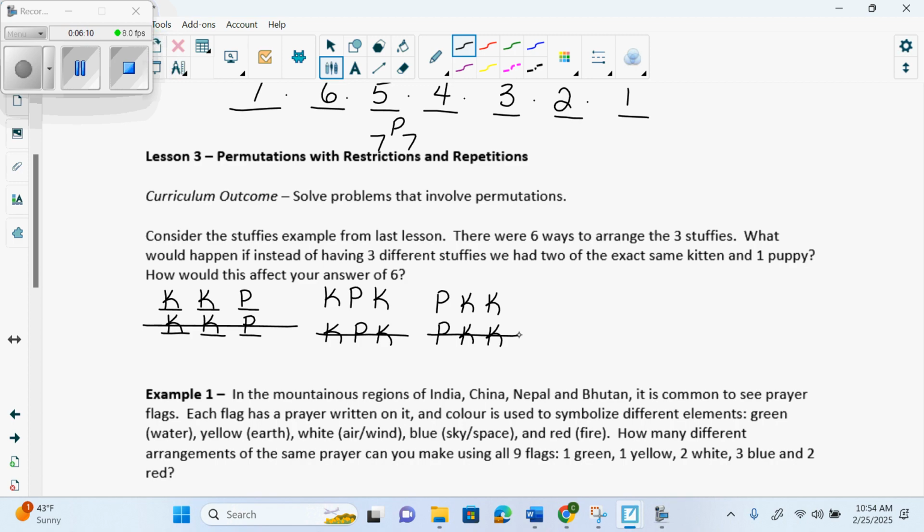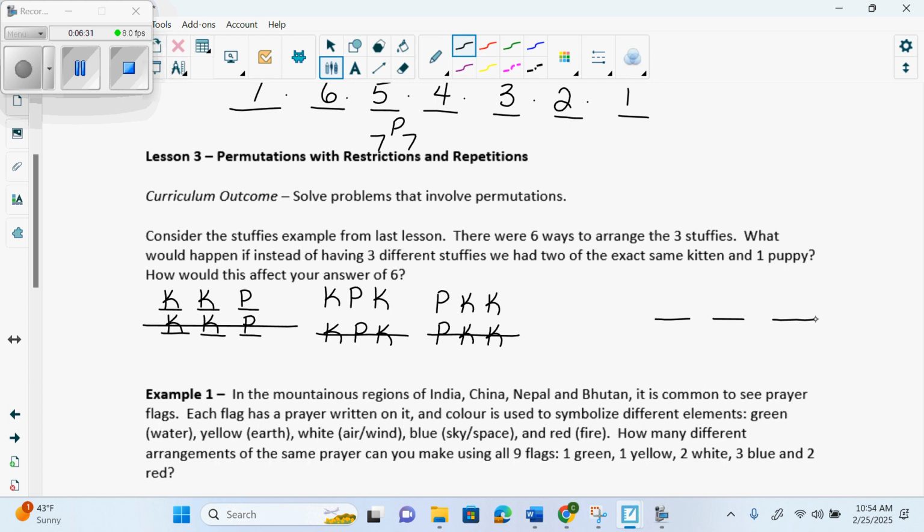Now, it would really suck if I had to go through every single case and then cancel off all the ones that matched, right? Especially when you have like 1,063 cases or something, you're not going to be able to do that. There is a way easier way. What you do is you treat them like they're all different. So on the top here, I'm going to treat them like they're all different, like I can tell the difference between the kittens and kittens, correct?